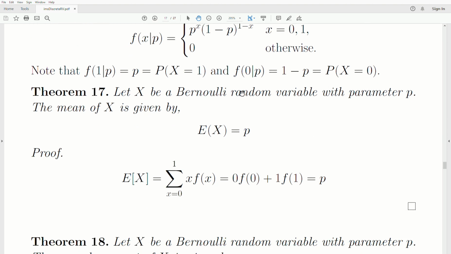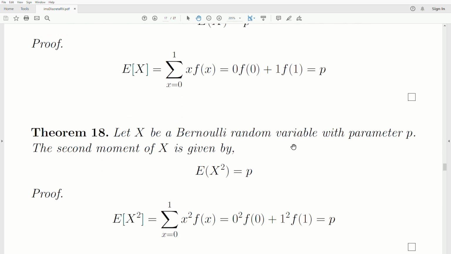Let x be a Bernoulli random variable with parameter p. The mean of x is given by p. And let's prove that. So the expected value of x says take x times its density, summed over all possible values that it can assume, which are just 0 and 1. So you plug in 0, you plug in 1 everywhere. 0 times anything is 0. 1 times f of 1, and f of 1 we said was p, and we're done.